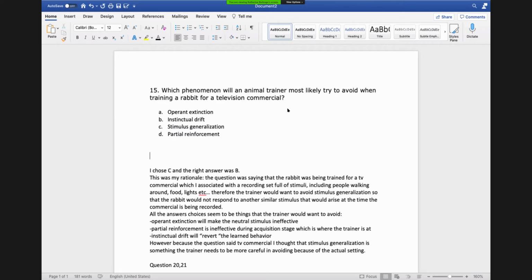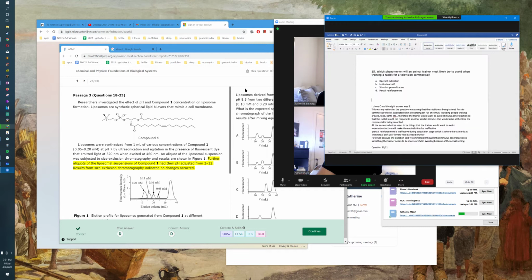The reason why I picked option C was just because of the TV commercial part, because I assumed you're training the animal under a lot of stimuli. So you don't want the animal to react similarly to something you might be using as your neutral stimulus. For example, if you're using food and you're not avoiding stimulus generalization and someone else has a thing of food next to the animal, the animal is going to respond in the same way.